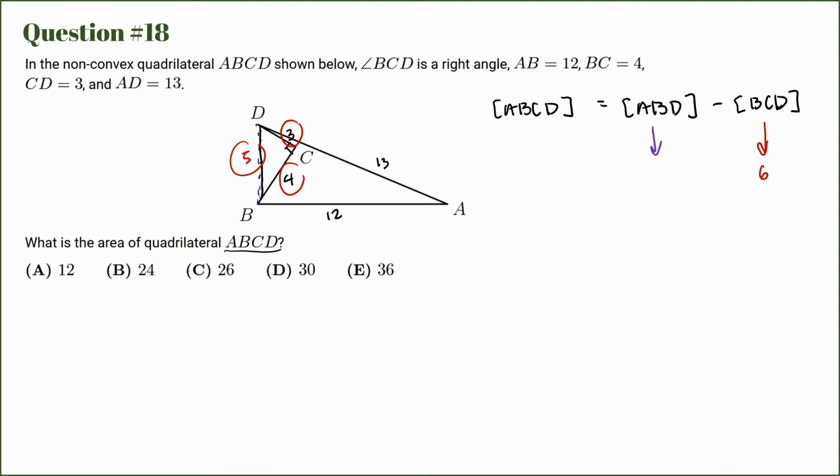We know that triangle ABD has to be a right triangle because 5, 12, 13 perfectly make up the Pythagorean theorem, where 5 squared plus 12 squared equals 13 squared. It's a Pythagorean triple. So angle ABD is a right angle, and the area of triangle ABD is 30. So 30 minus 6 equals 24, and the area is B.